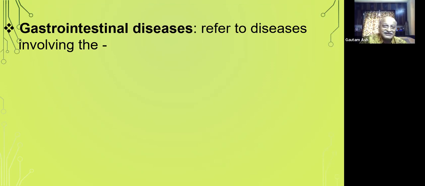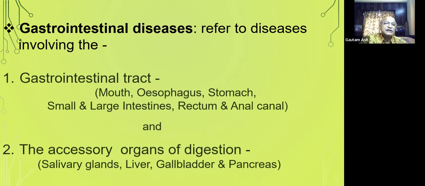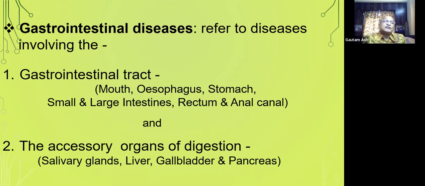What is it? What are the types and examples of that? Very common, of course. Gastrointestinal diseases refer to diseases involving the gastrointestinal tract, starting from the mouth to the anal canal, and the accessory organs of digestion, which are nothing but the salivary glands, liver, gallbladder, and pancreas. You must be well aware that the salivary gland secretes saliva, which is important for digestion of carbohydrate inside the mouth, especially the starch part of the carbohydrate.